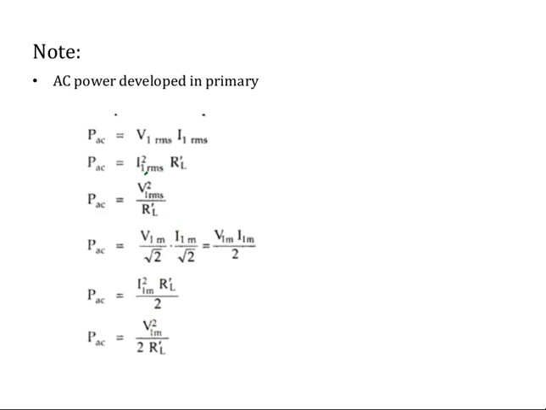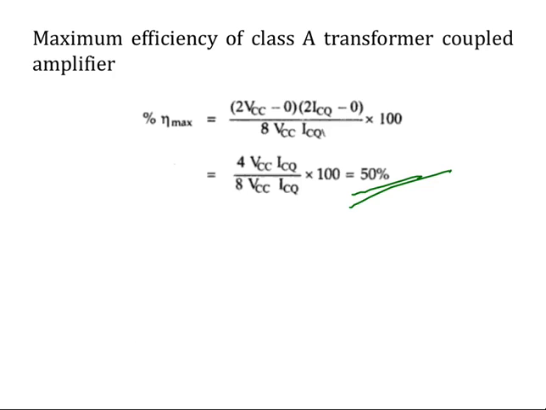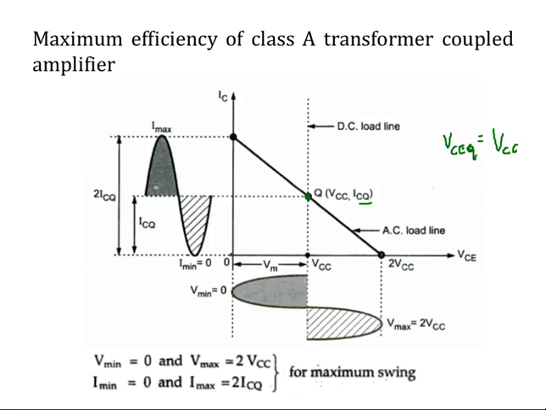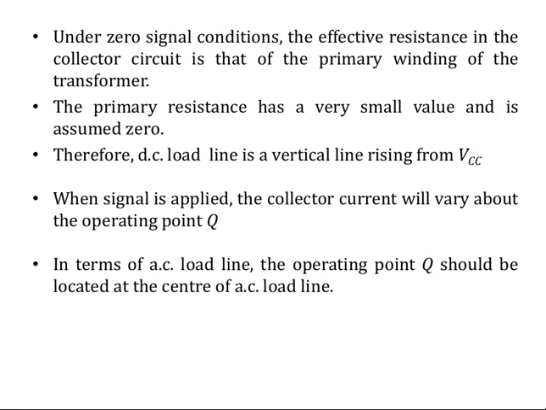These will be required when you do the problems. You should have this understanding of RL dash. AC power can be expressed as VRMS into IRMS or VRMS square by RL dash, because RL dash is the resistance of the load reflected to the primary. So these expressions can be substituted in the efficiency expressions also. You may need these expressions when you do the problems. This slide is explaining why the DC load line is a vertical line and all. You can go through these.